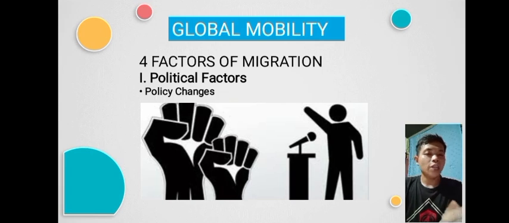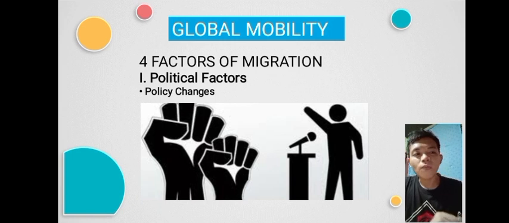And then we have the policy changes. The changing of rules, the changing of laws can also push an individual to leave. For example, and don't get it wrong, it's just an example, there are those people who prefer to use medical marijuana. And that's why most people, especially here in the Philippines, want to migrate and find places that have laws and regulations that marijuana is legal.